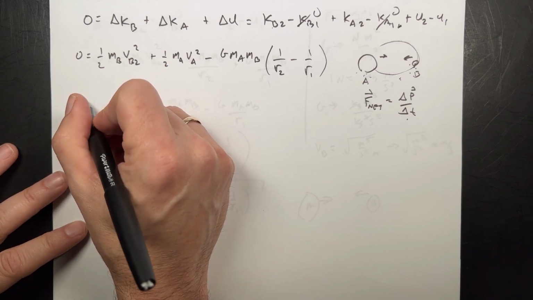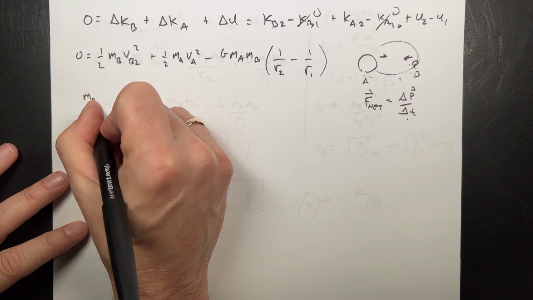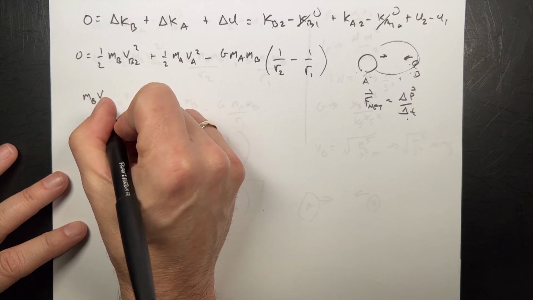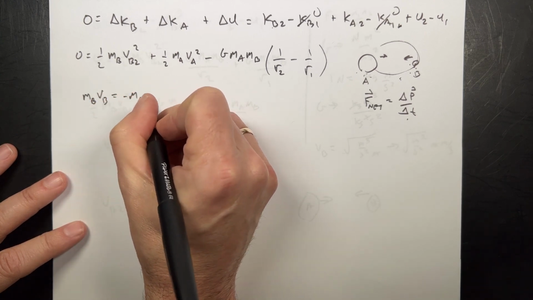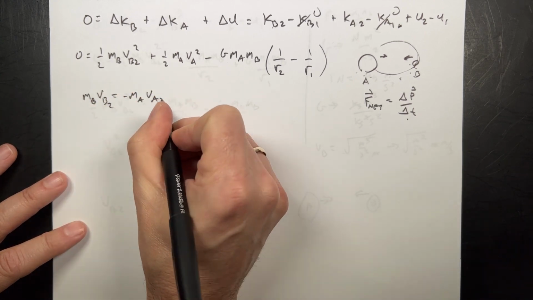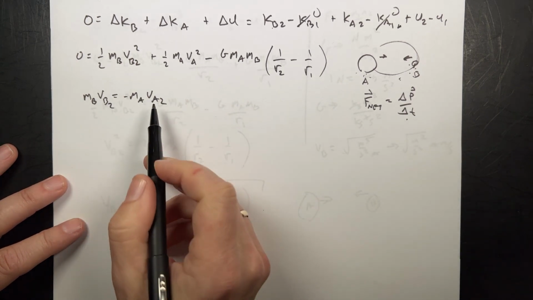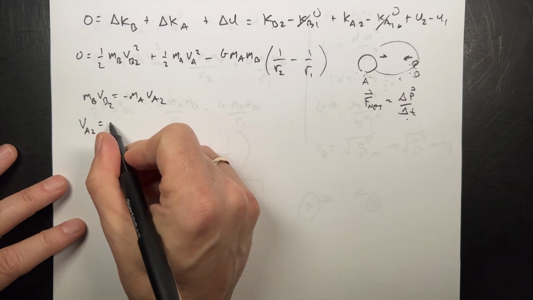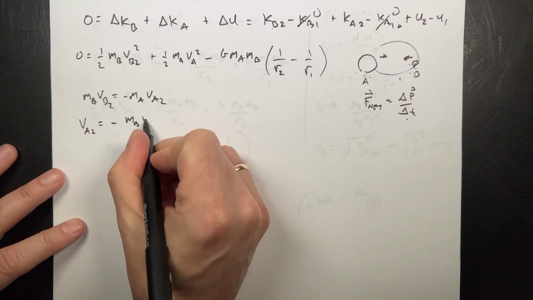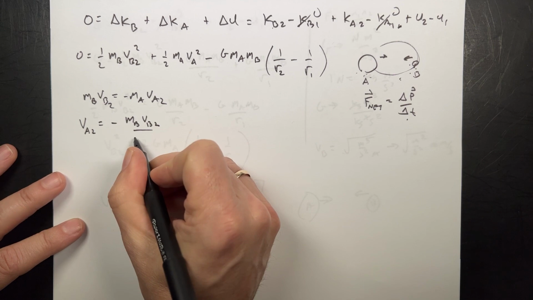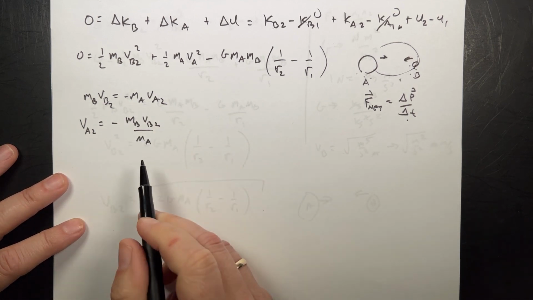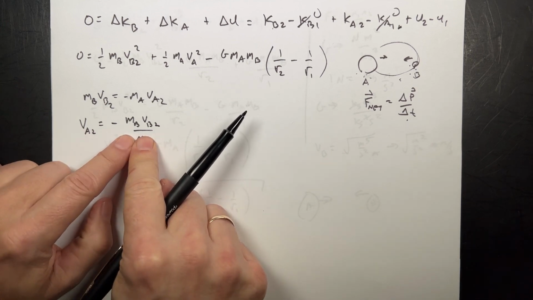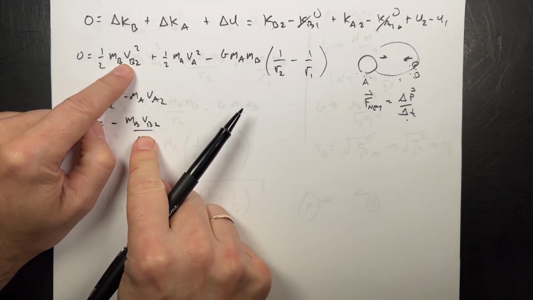So I'm going to say that MB is moving in the negative direction, but that's fine. MB VB2 is negative MA VA2. And if I solve this for VA2, I get VA2 is going to be equal to negative MB VB2 over MA. So this just says momentum is conserved. So now I can plug this in up there.